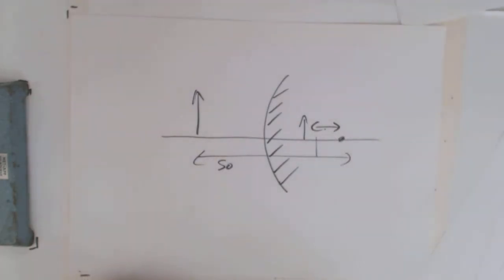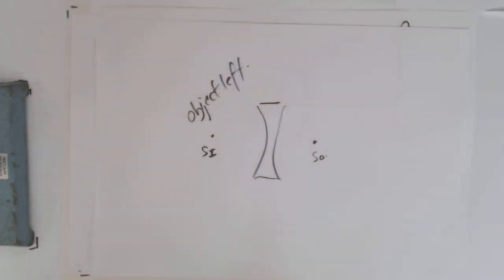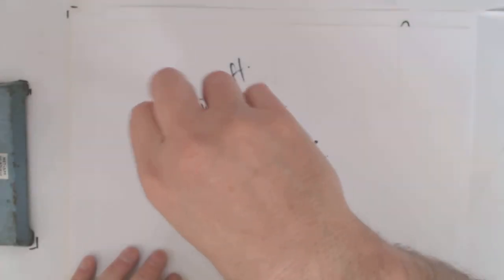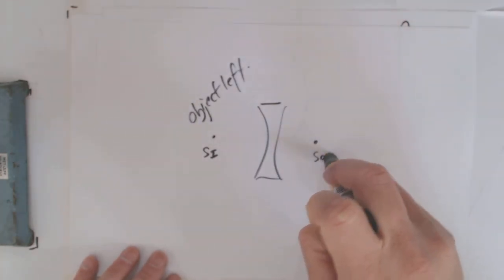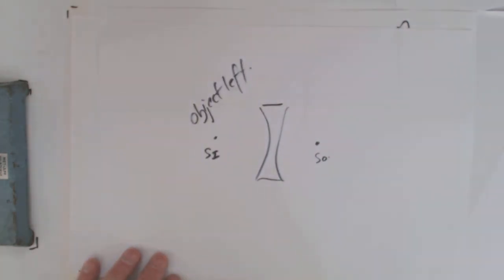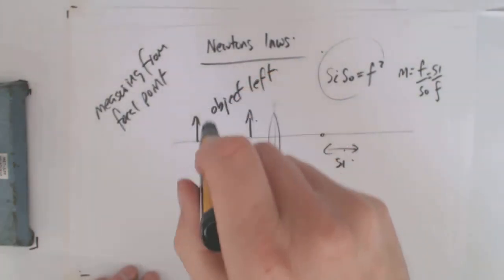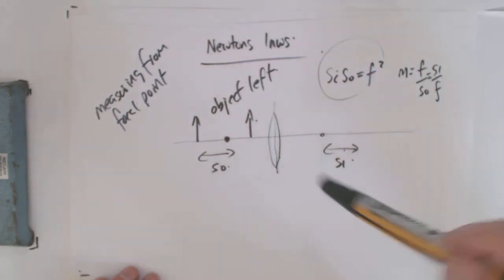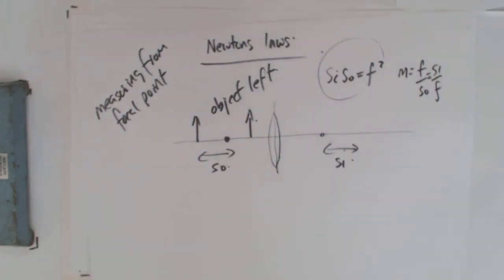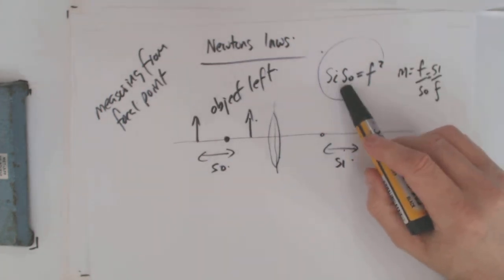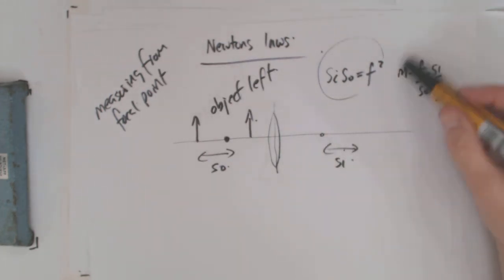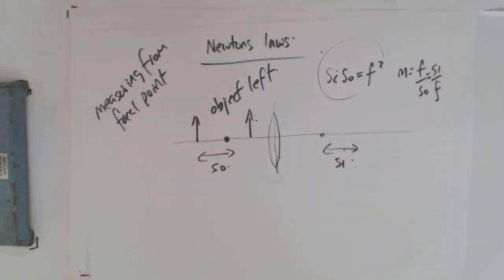So I consider that the only tricky bits with this whole SI-SO business are the diverging lens. When you've got an object on the left, you measure from the focal point on the right as your SO and your SI on the left. The converging lens is easier because with the object on the left, you measure from the focal point on the left for SO and on the right for SI. Alright, that's Newton's laws, SI and SO, and of course once you get these measurements right, everything should work out for the SI times SO equals F squared, and the same for the magnifications.